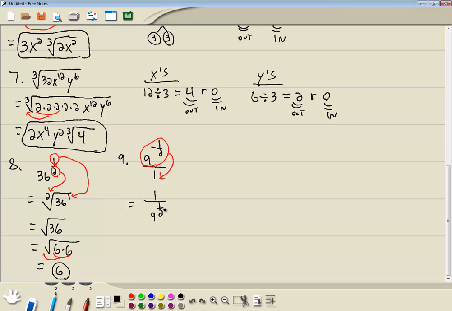And now it's like our previous problem. We got a fractional power, and there's a 1 up on top in the numerator. So we're going to rewrite that in radical form. So that's going to become this radical right here. Again, the 2 goes in your slot. That's your index. The 1 up on top is your power, which is the square root of 9. And 9 is 3 times 3. So that gives us 1/3.